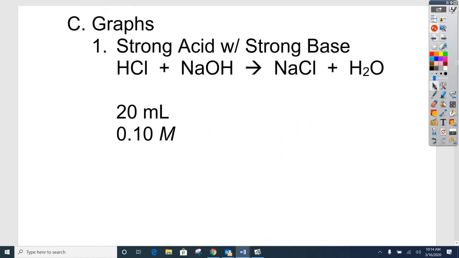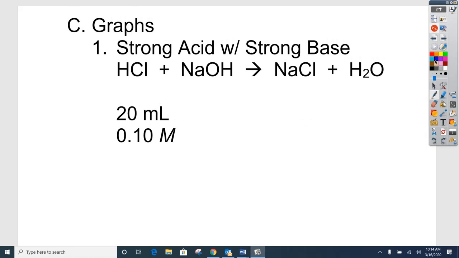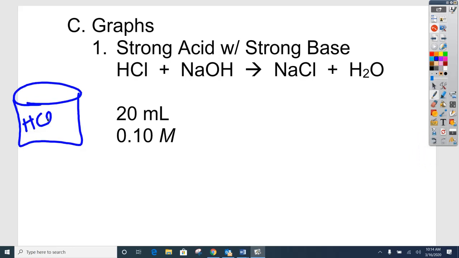What I want to switch to now is our first graph. Let's say we have a beaker of hydrochloric acid, and I'm titrating that with, in this case, sodium hydroxide. Here's your reaction that's occurring. Let's say I have 20 milliliters of my hydrochloric acid and it's a 0.1 molar concentration. I'd like for you to think of this reaction in terms of net ionic. If you need to pause the video, apply your solubility rules, and think through that process, please do so now.